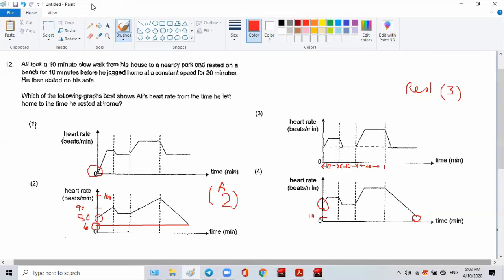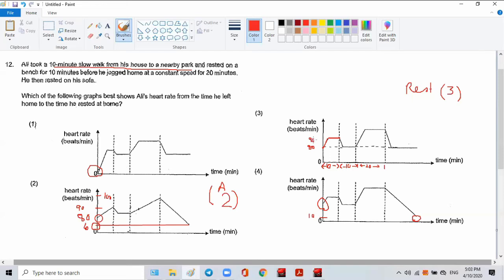This is for really understanding. He took a 10-minute slow walk from his house to a nearby park. As he started, he walked, his heartbeat increased. But since his walk is constant, it reached a peak where his heartbeat stayed normal, because just to walk, his heartbeat doesn't need to increase further, not so strenuous. From 80, he reached 90. The heart rate at 90 beats per minute can sustain his leisure walk.